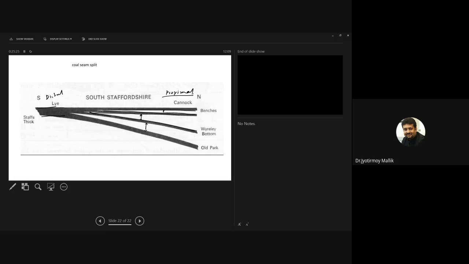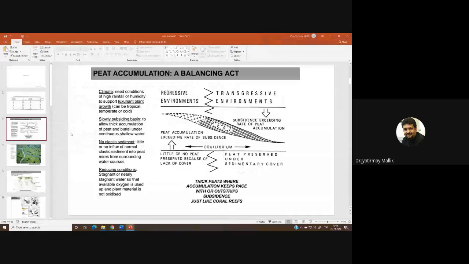And seam splits in coal fields are very common. Okay, so I will end the lecture here, and I will see you next week. Thank you very much.